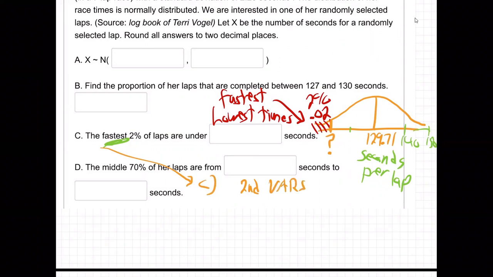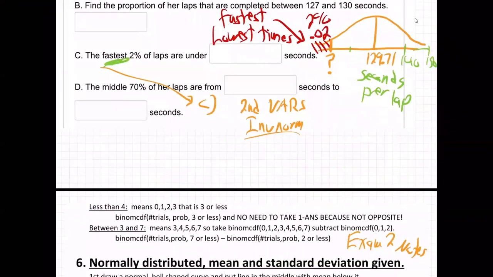Second, vars, inverse norm for sure. Okay. And they always ask for area and then mu and sigma. Okay. Now what is area? That's going to be our 0.02. Why? Because that area always means area to the left.